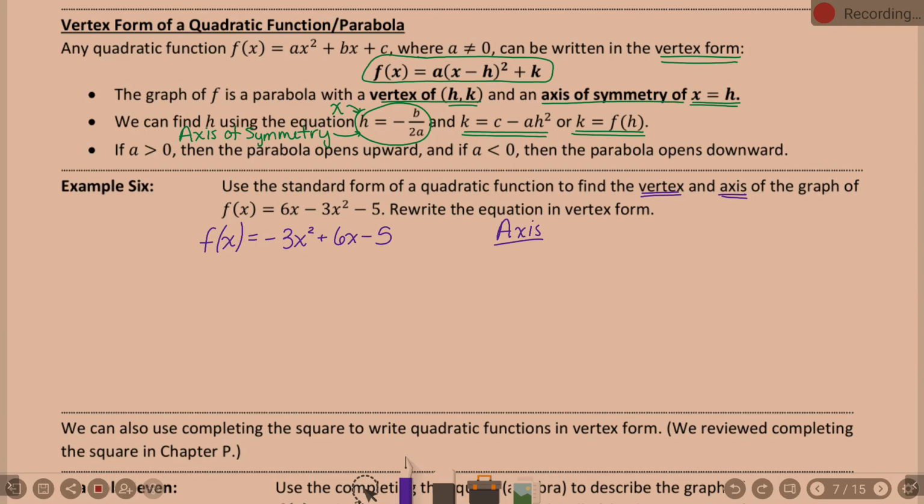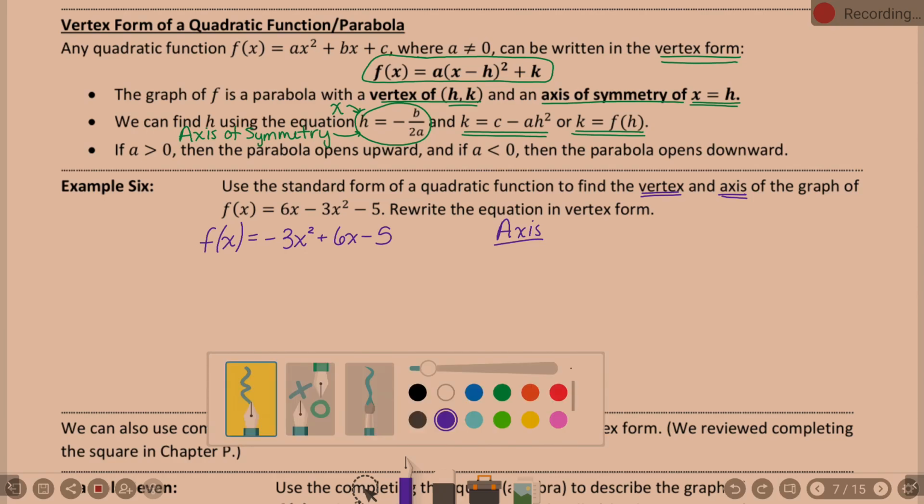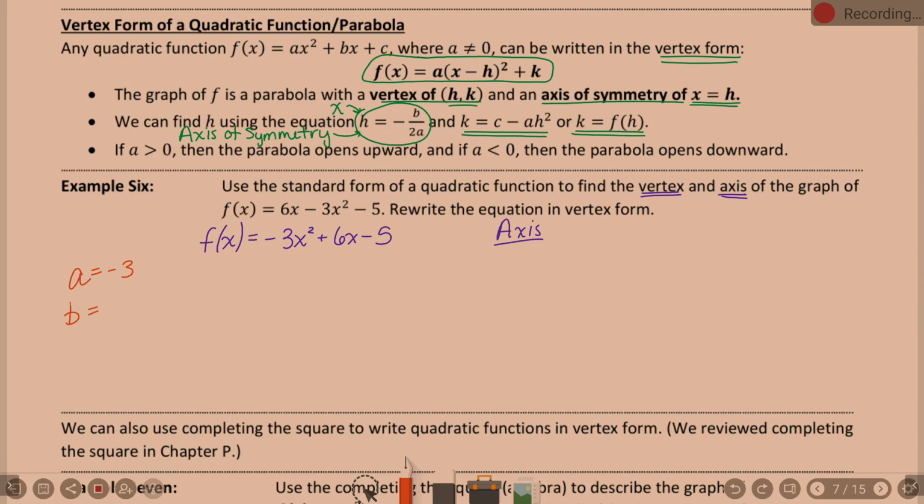So what is A while I'm here? Negative 3. What is B? 6. And what is C? Negative 5. Five of the negative variety. That's right. Okay. So in order to find my axis of symmetry, they use h equals negative b over 2a. I'm going to use x equals negative b over 2a.